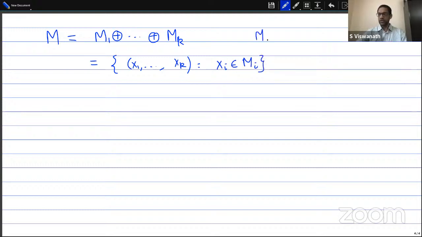So all the modules here are modules over the same ring R. They're all R-modules. And this is defined component-wise. The operations are: you add component-wise, you scalar multiply component-wise. And this was the notion of a direct sum. And someone asked on the group how this generalizes if you have an infinite collection of modules.